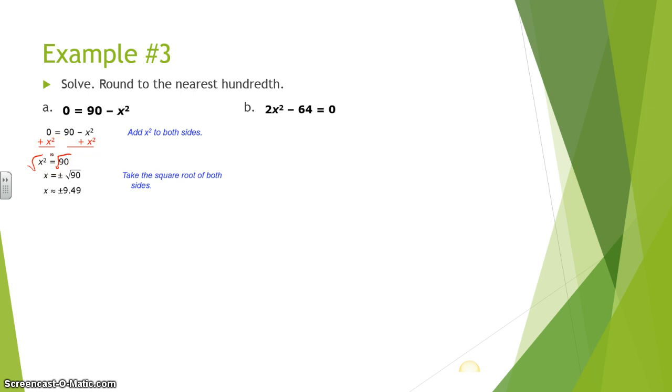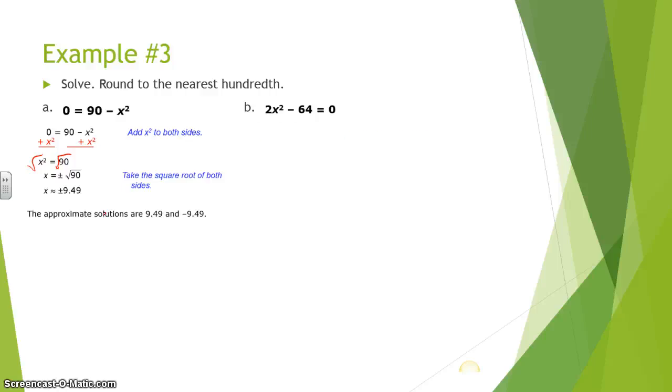So you get x equals plus or minus the square root of 90, which simplifies to x equals plus or minus 9.49. So my solutions are positive 9.49 and negative 9.49.